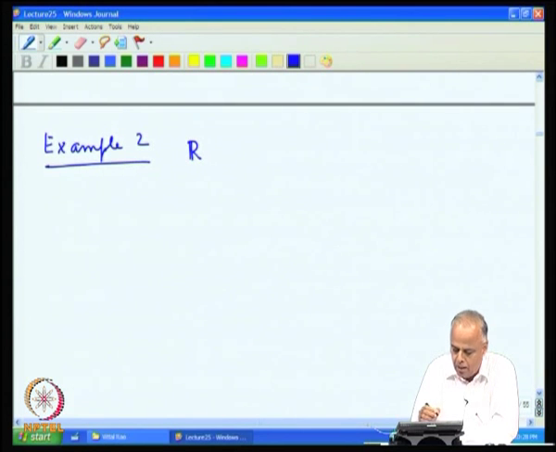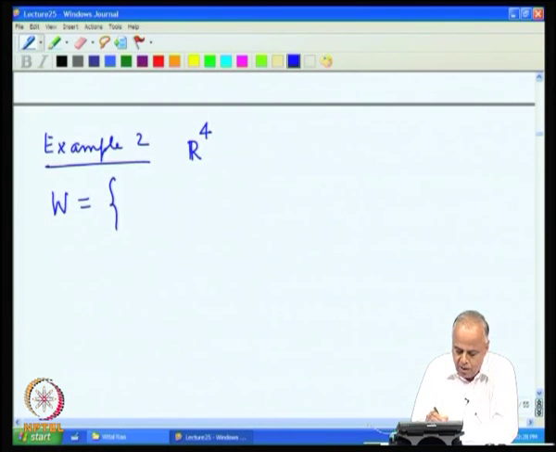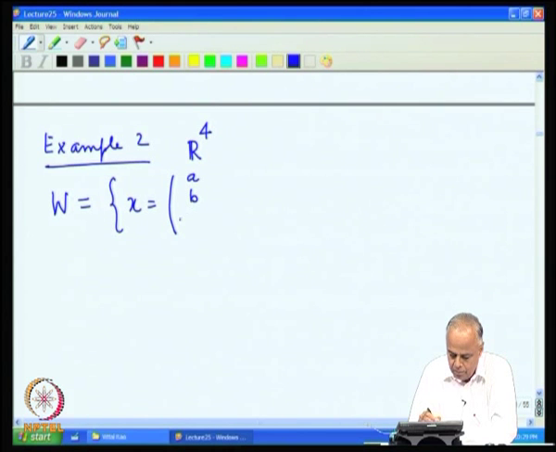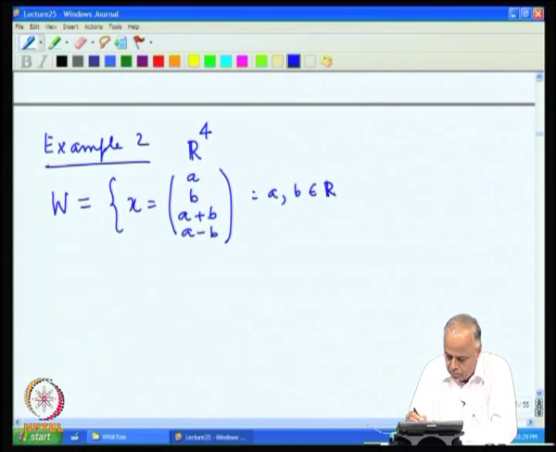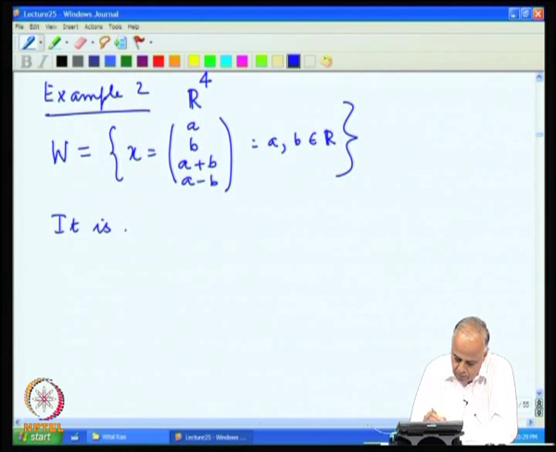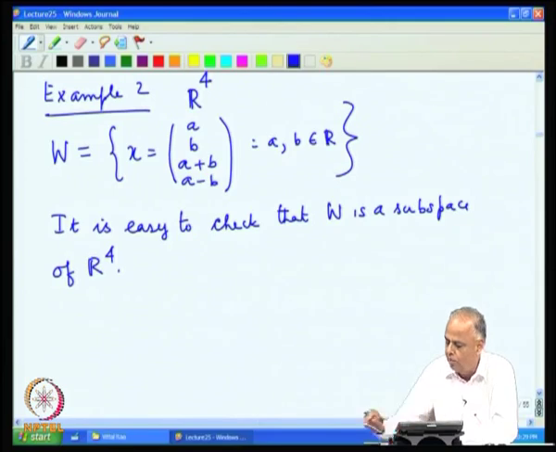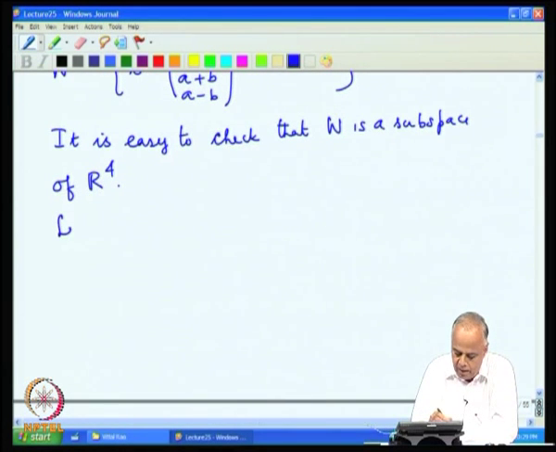Let us again now consider R4, a slightly bigger dimensional space than before, and now consider the subspace W which consists of all those vectors of the form (a, b, a plus b, a minus b), where a, b are in R. Once again it is easy to check that W is a subspace of R4, and therefore let us find the orthogonal complement W perp.